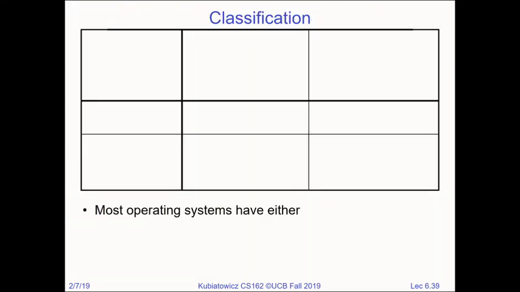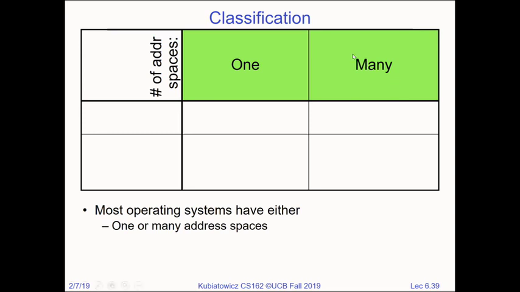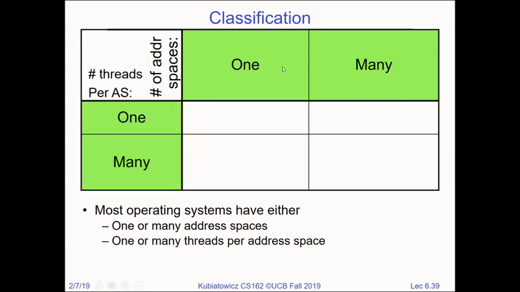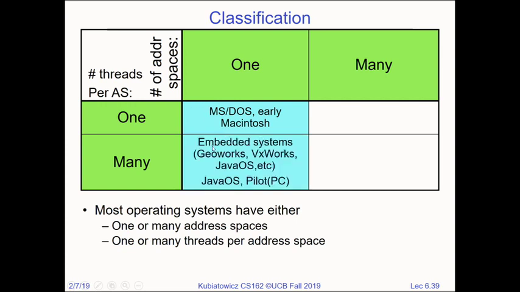So most operating systems have either one or many address spaces, and either one or many threads per address space. Some of the early operating systems like MS-DOS and early Macs were one address space and one thread per address space. One address space with many threads is where the embedded systems are, the kind of things that might even run Martian rovers and things like that. Traditional Unix was one thread per address space, but many processes.